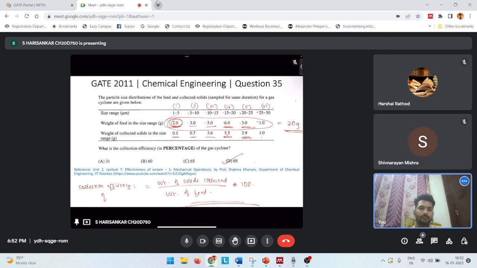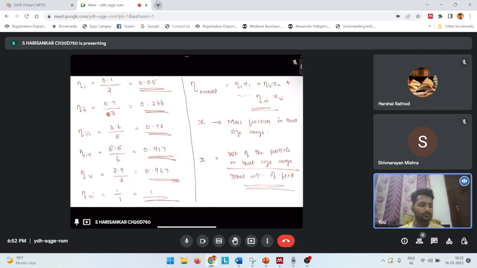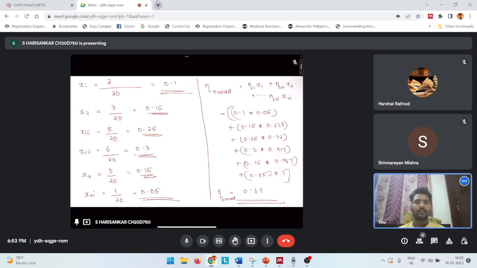So yeah, basically what we did is we had the efficiencies and the mass fractions. We could find them using these tables at different size ranges, and in order to find the overall efficiency, we just had to apply this overall formula. Eta overall is equal to eta 1 x1 plus eta 2 x2 plus eta 3 x3 etc., up to eta 6 x6, and just substitute all these values here and you can get the final overall efficiency as 69%.